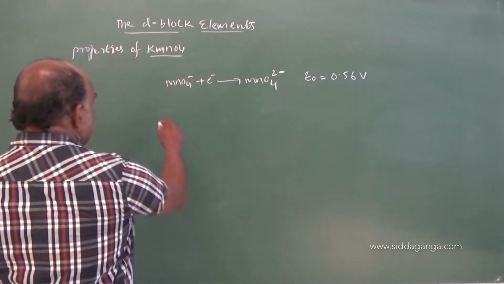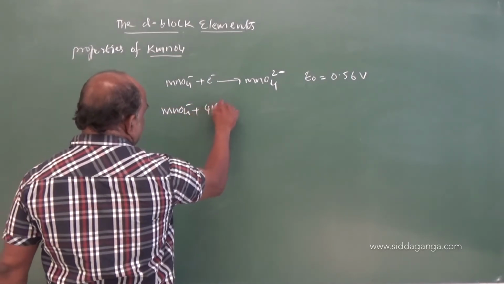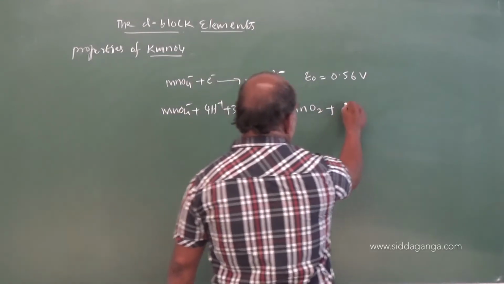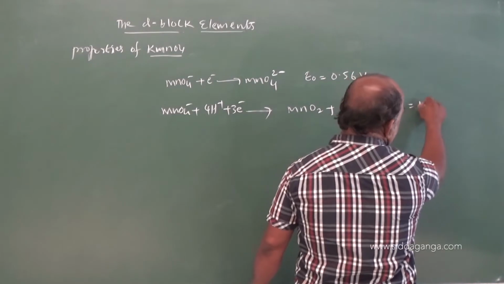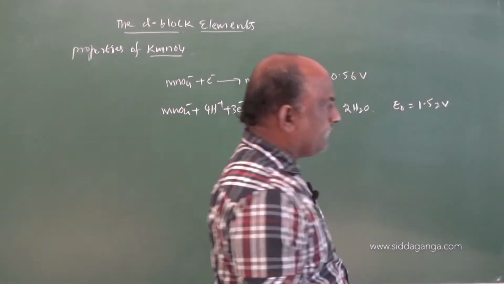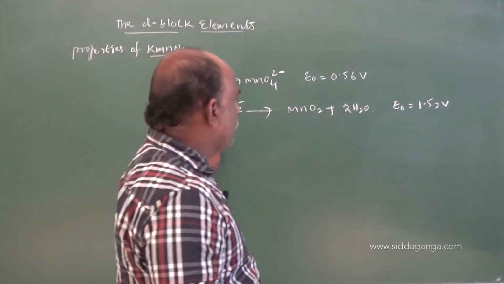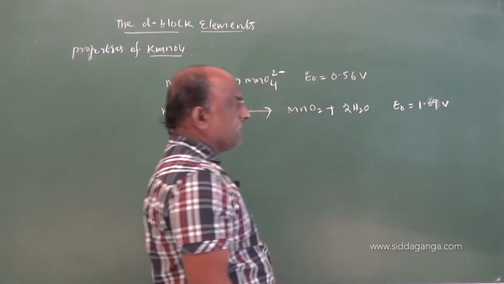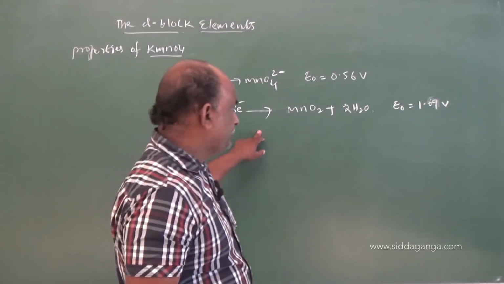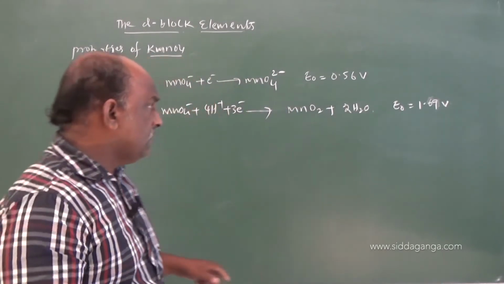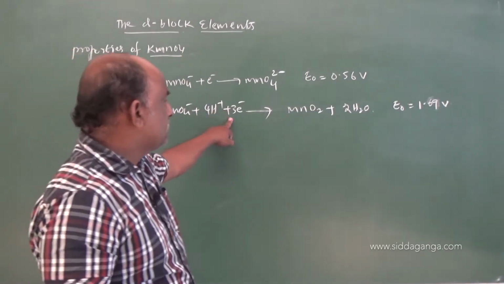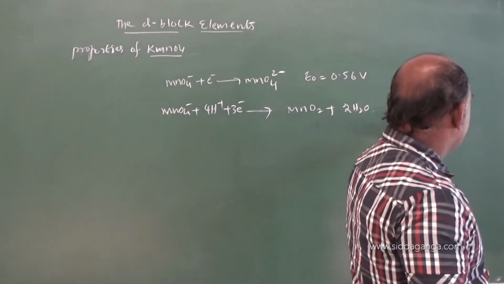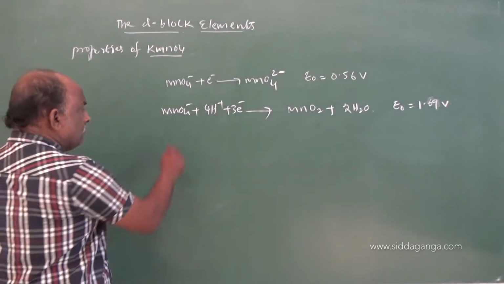And the next one: MnO4 minus plus 4H+ plus 3 electrons gives rise to MnO2 plus 2H2O, and in this case what is the E° value? It is 1.69 volts, not 1.52 here. 1.69 volts. What about this electrode potential value? MnO4 minus plus 4H+ plus 3 electrons gives rise to MnO2 plus 2H2O. Here the E° value is 1.69 volts.